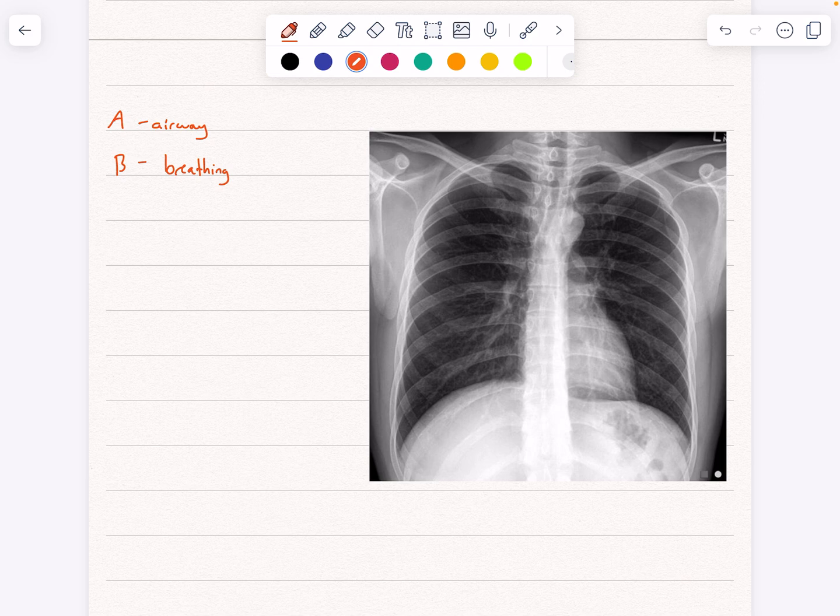Okay, so airway, just look at the trachea, the carina, the bronchi, then going on to breathing. Have a look at the lungs. Are there normal lung markings? And then you're just going to compare upper, middle, and lower zones. Then you're going to go into C, which is circulation.